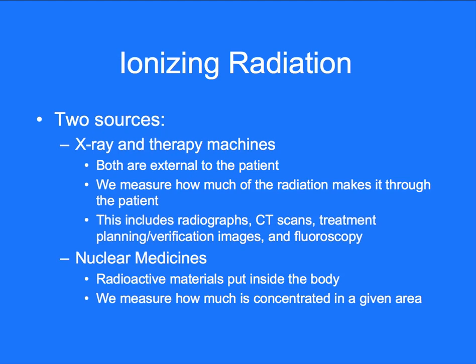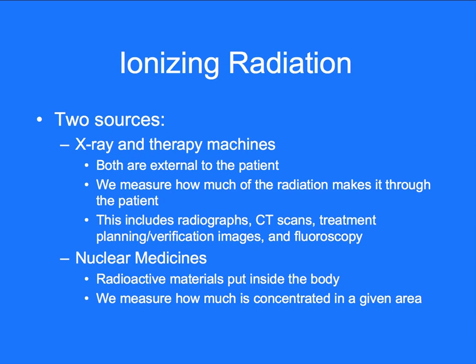When we talk about ionizing radiation, there are 2 basic sources. One is X-ray and therapy machines. You may be wondering why I'm adding therapy machines here; I'll explain in just a moment. Both of those are external to the patient, so the radiation source is outside the patient, and what we do is measure how much of the radiation makes it through the patient. This includes radiographs, CT scans, treatment plan verifications, fluoroscopy, and all that kind of stuff.